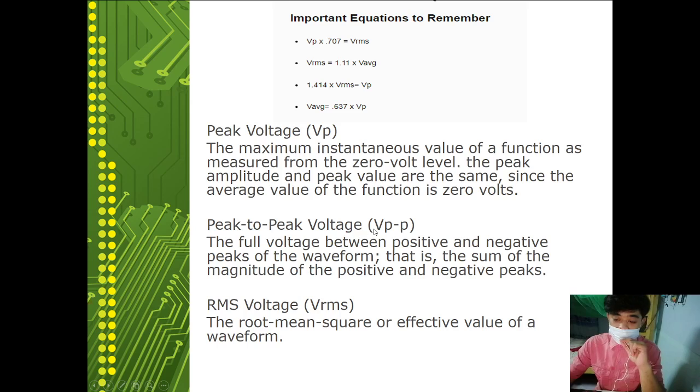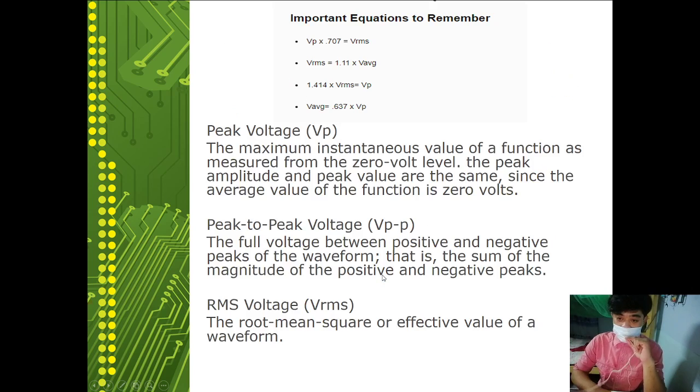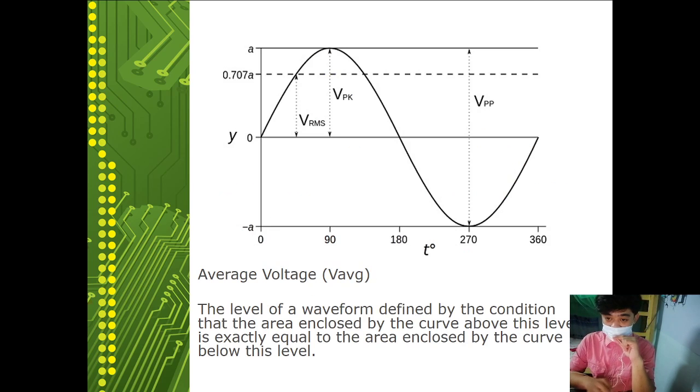Peak to peak voltage is the full voltage between positive and negative, like earlier, from the positive peak to the negative peak of the waveform. That is the sum of the magnitude of the positive and negative peaks. Well, RMS voltage is the root mean squared effective value of a waveform.